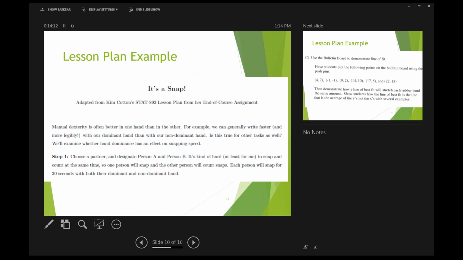So this one, she developed looking at differences in right hand and left hand, and in this one they were snapping, and so they had to snap for 30 seconds and count with one hand and then do it with their other hand, and we used this in class for paired t-test.